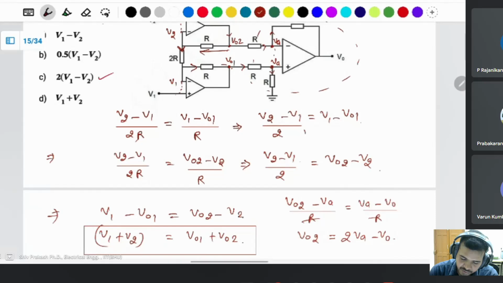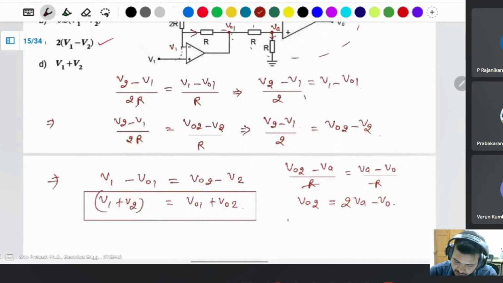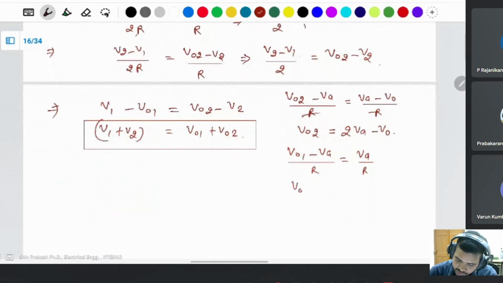Same thing, we have taken this voltage minus this voltage: (V01 minus VA) divided by R is equal to VA divided by R. Then V01 is equal to 2VA.